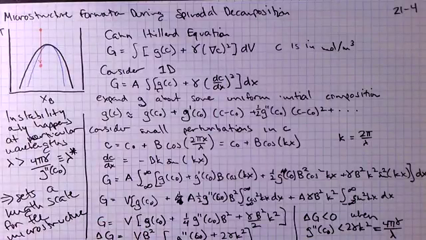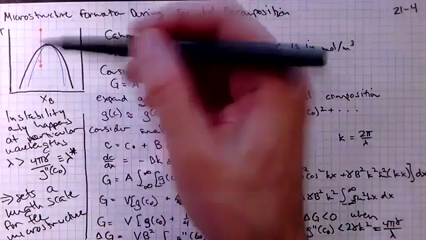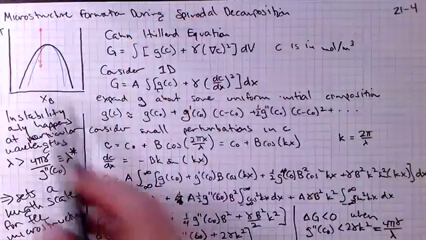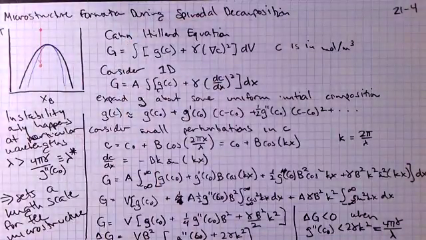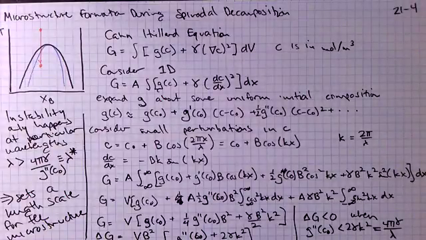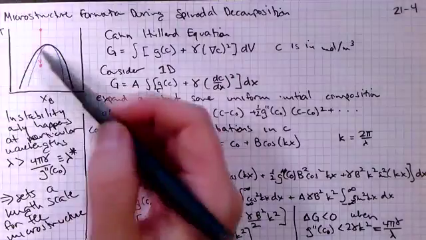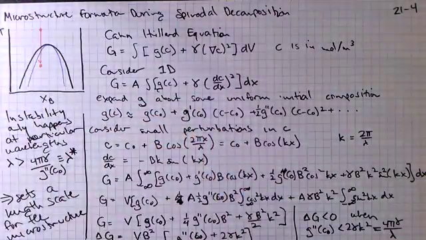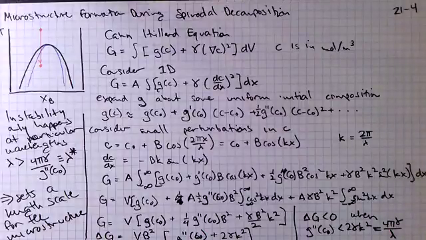And so one can actually control the wavelength of the microstructure by controlling the depth of the undercooling into the spinodal region, because that will determine the curvature of the free energy around the composition of interest. And so by quenching at different temperatures, one could get different microstructures. And this can be predicted in part using thermodynamic arguments.